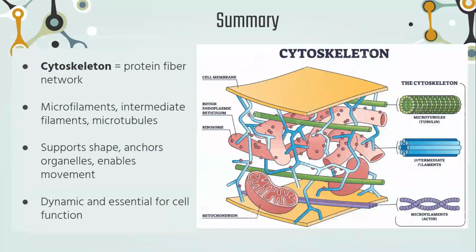In summary, the cytoskeleton is a network of protein fibers within the cell. They include microfilaments, intermediate filaments, and microtubules. They support shape, anchor organelles, and enable the movement of materials within and outside the cell. And they're dynamic and essential for cell function.